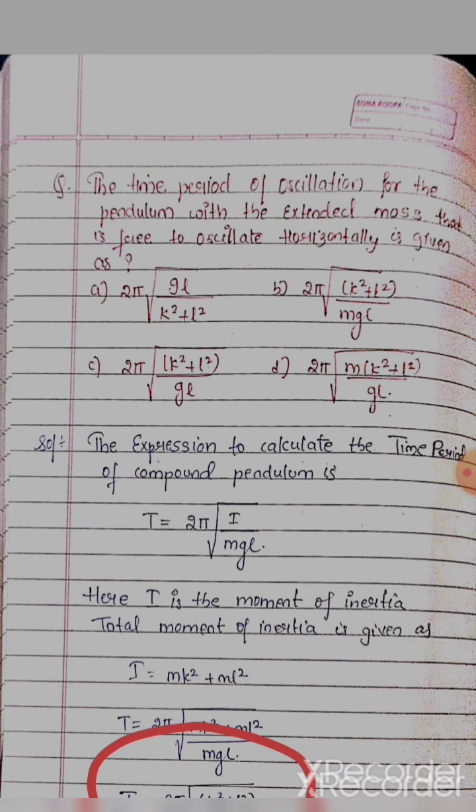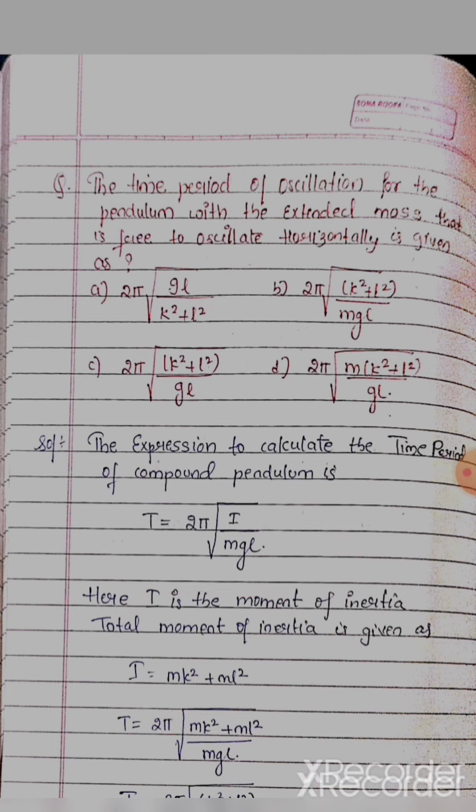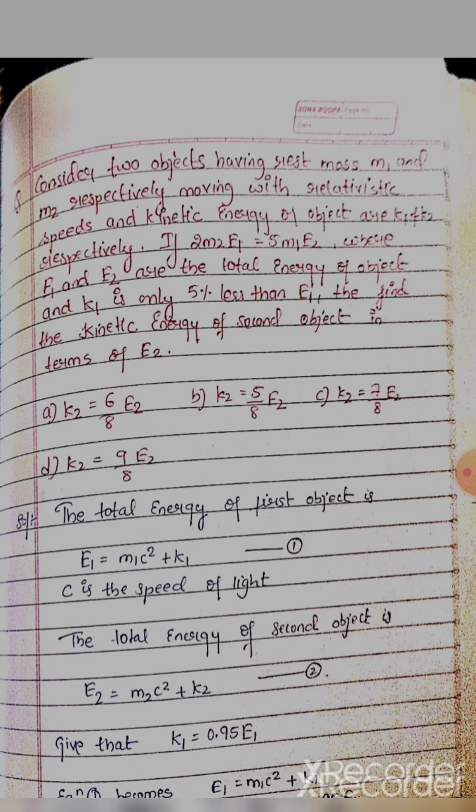It is as simple as that. Once you know the value of moment of inertia, substitute in the standard time period formula for the compound pendulum, and hence the answer C is the correct option for the given question. Okay. Now moving on to the next question.